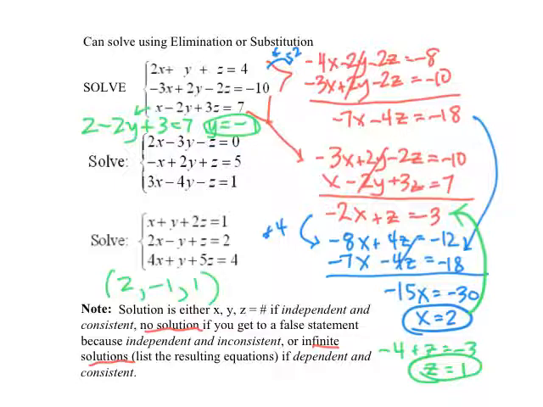I should check my work, though, and plug this solution into the first equation. So 4 minus 1 is 3, plus 1 is 4, and negative 6 minus 2 is negative 8, minus 2 is negative 10. Yep, and I know I did it right. Okay, so I am now going to erase this information and we'll do the second problem.